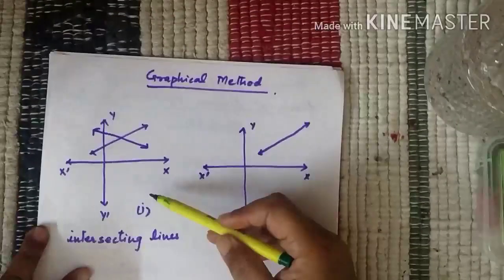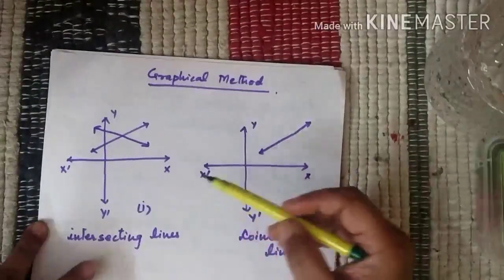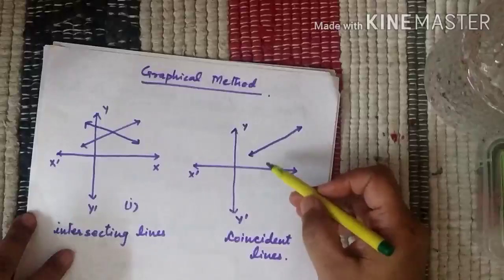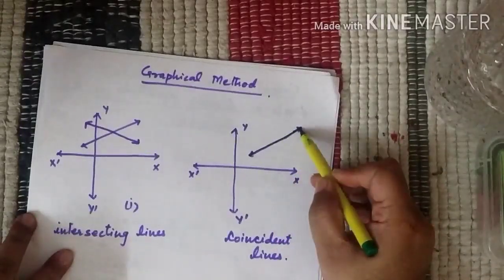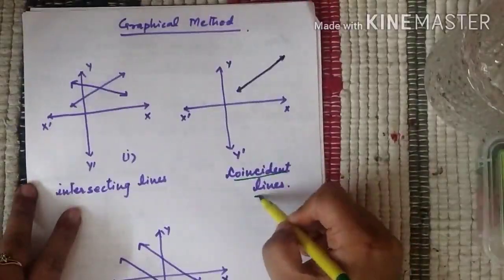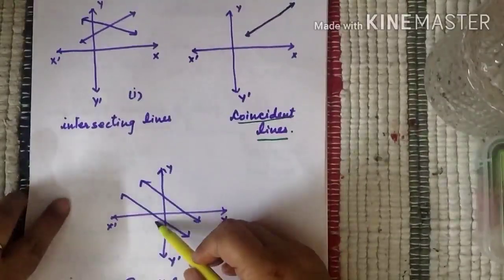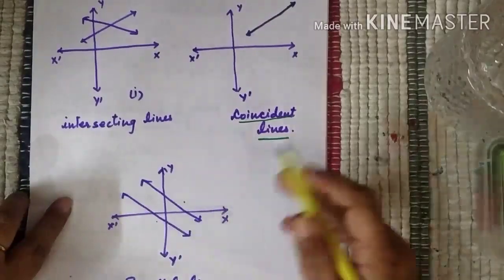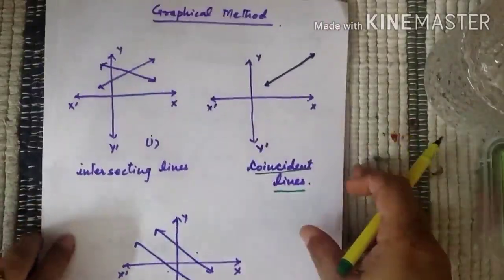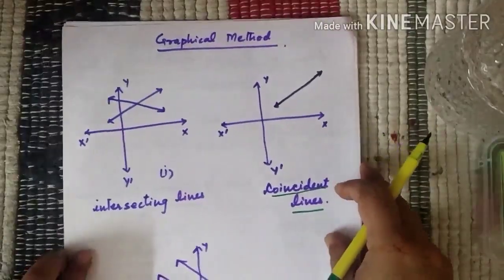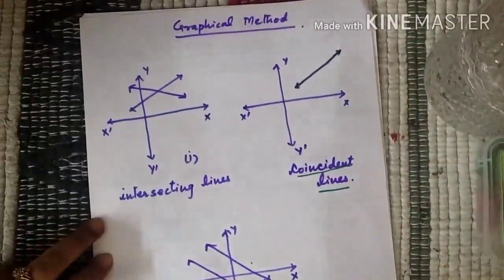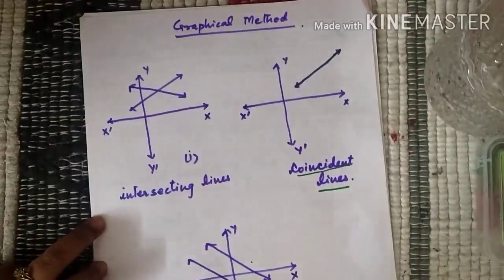If the lines meet, we call them intersecting lines. If the lines overlap each other, the same line with the other line on top of it, we call them coincident lines. And if the lines are running parallel, they are parallel lines. Then we observed the relationship between the coefficients too. In the case of intersecting lines, we call them consistency conditions.